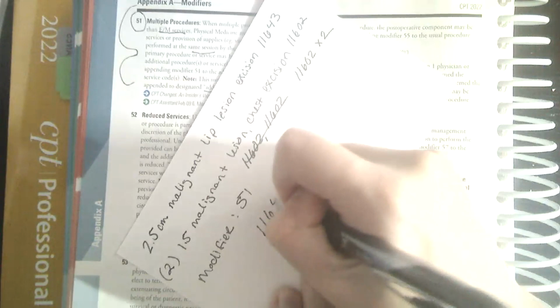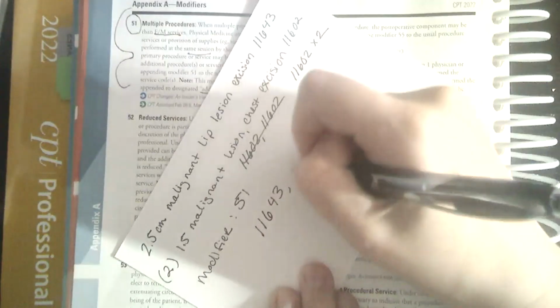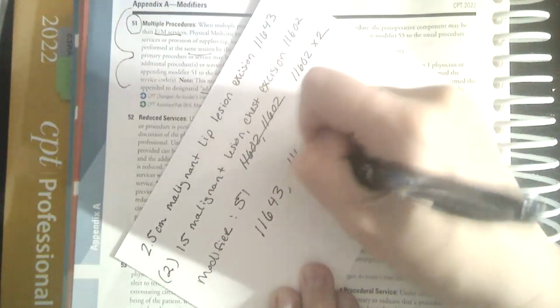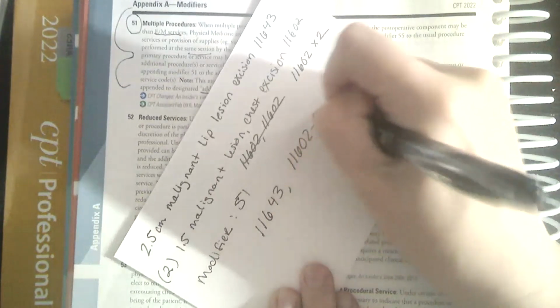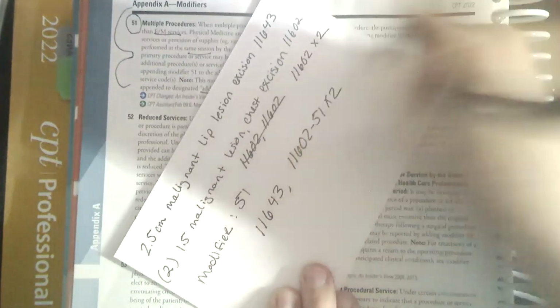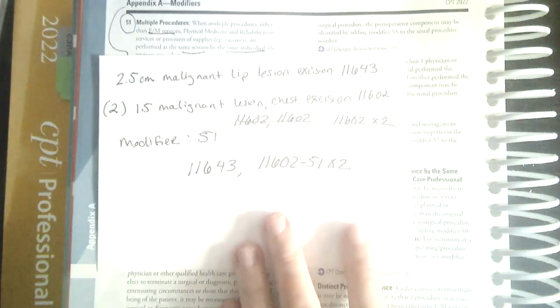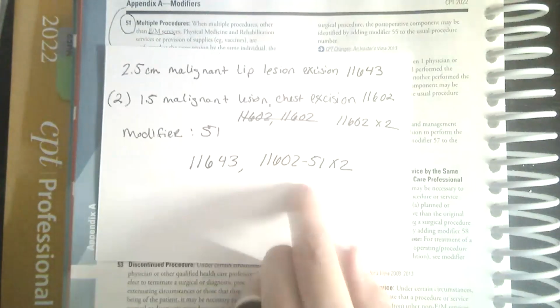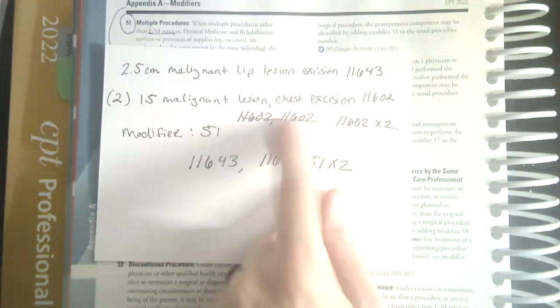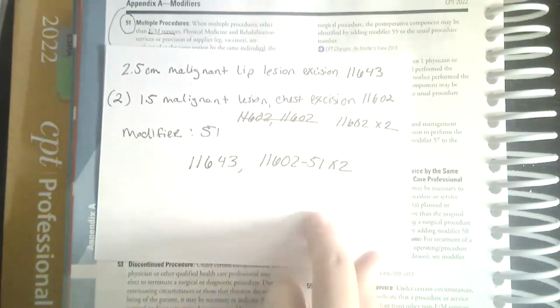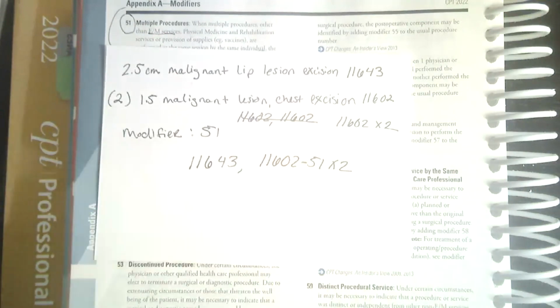So the correct way to report this is going to be 11643, 11602, 51, X2, okay? So that is a correct way to report it. Obviously, you can list it twice this way if you wanted as well. But this is the easiest. I think it's the cleanest way to do it.